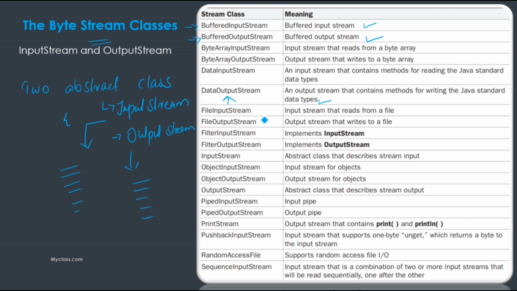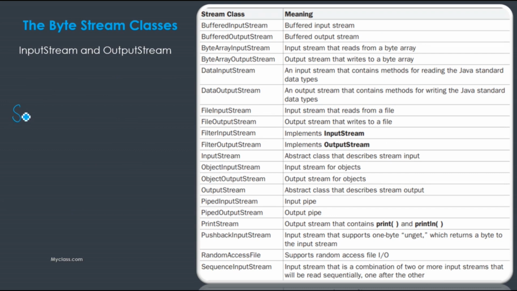FileInputStream is an input stream that reads from a file. FileOutputStream writes to a file. FilterInputStream and FilterOutputStream are for implementing input and output streams. For piped data, we use PipedInputStream and PipedOutputStream. In the previous programs, we already wrote System.out.print or System.out.println. These print and println methods are under the PrintStream class.